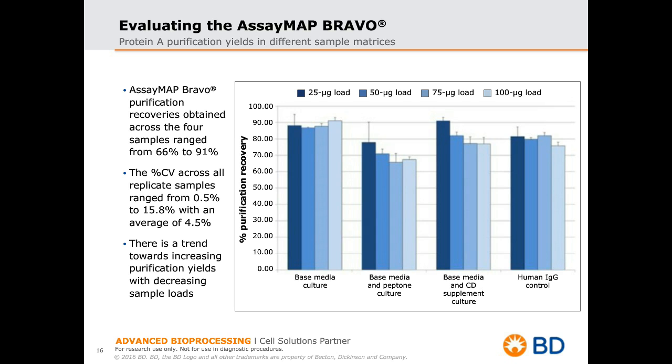The assay map Bravo purification recoveries obtained across the 4 samples ranged from 66% to 91%. The percent CV across all replicate samples ranged from 0.5% to 15.8%, with an average of 4.5%. For some of the samples, there is a slight trend towards increasing purification yields with decreased sample loads. So just to summarize, the Bravo was able to purify the monoclonal antibody of interest in a range of different matrices.